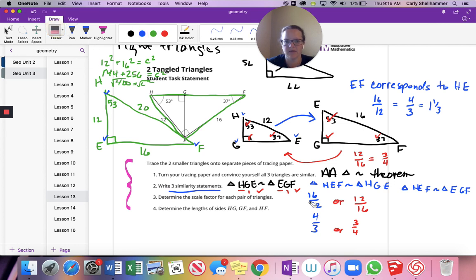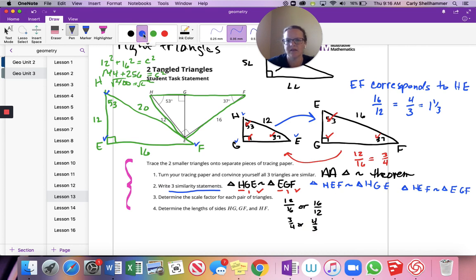So I'm going to erase this, and we're going to go one more time. So HGE to EGF, these two. I'm going bigger, so I'm going to go 12 to 16, or if I went smaller, it'd be 16 to 12, which is the same as 3/4 or 4/3. Now let's do this one.